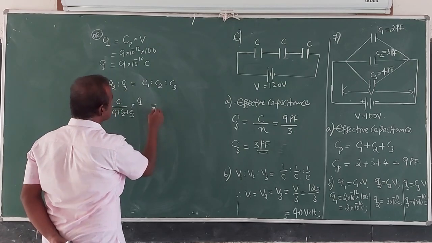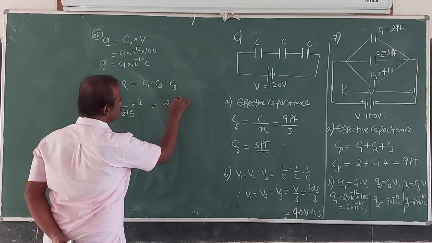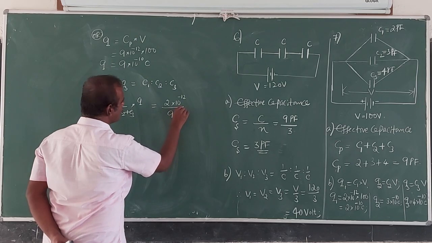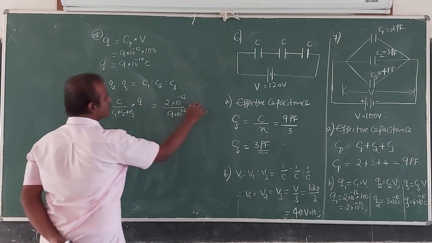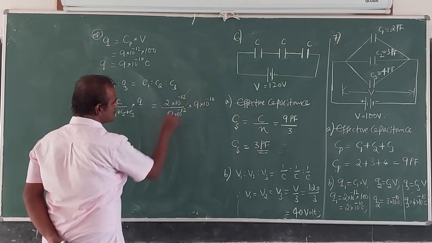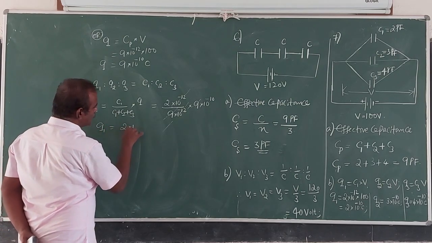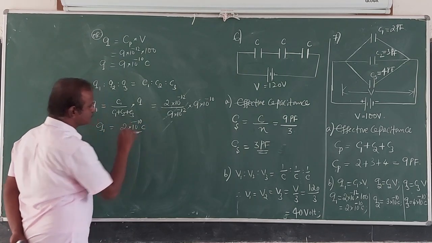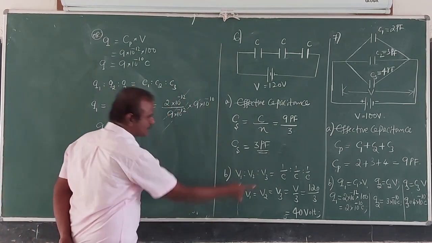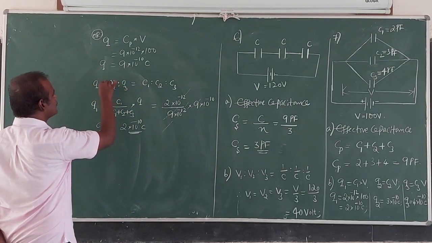This is 2 into 10 to the power minus 12 divided by the sum, which is 9 into 10 to the power minus 12, into total charge 9 into 10 to the power minus 10. See, this and this cancel, this and this cancel. Q1 will be equal to 2 into 10 to the power minus 10 coulomb. In fact, this is easier. If at all you want to refer to this formula, here is the method.